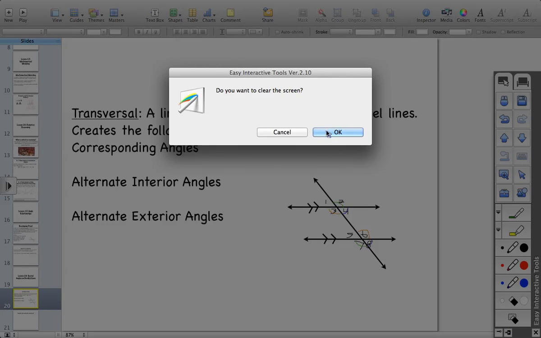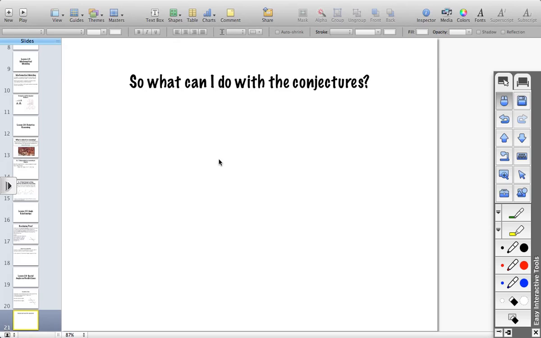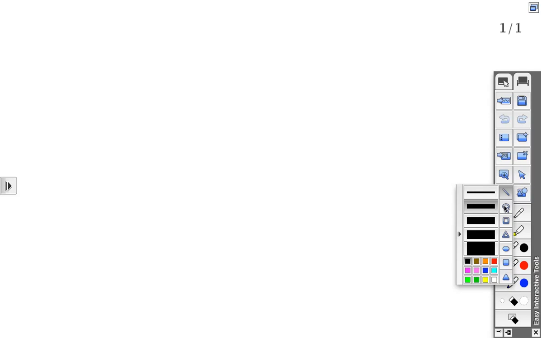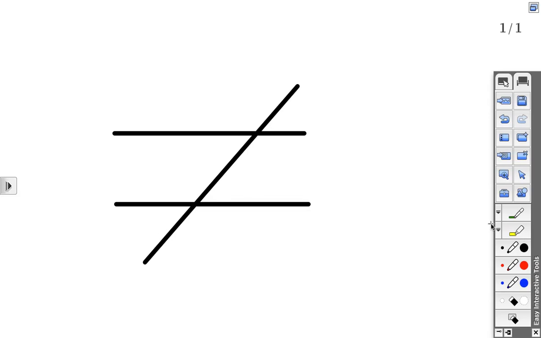Let's clear that off and take a look at what's the point. In the course of our lesson today, we talked about the conjectures. We had three conjectures that we made from the parallel lines. I want to try something here. Let's see if I can get into my shapes. Get a line going. There's a nice line. All right, not quite super parallel, but we're getting there. Okay, now let's get back to our pen.